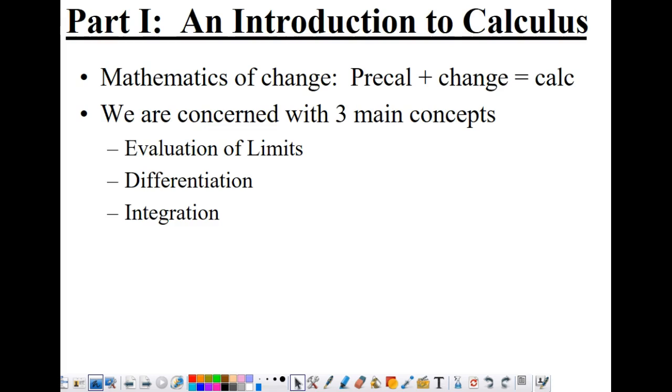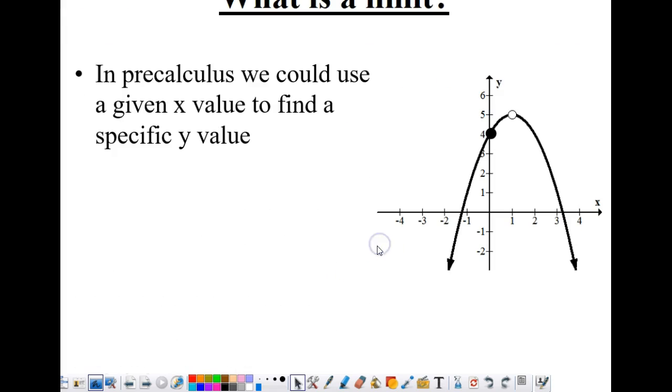So there are 3 big topics within calculus: limits, differentiation, and integration. And that's all we do all year. What is a limit?